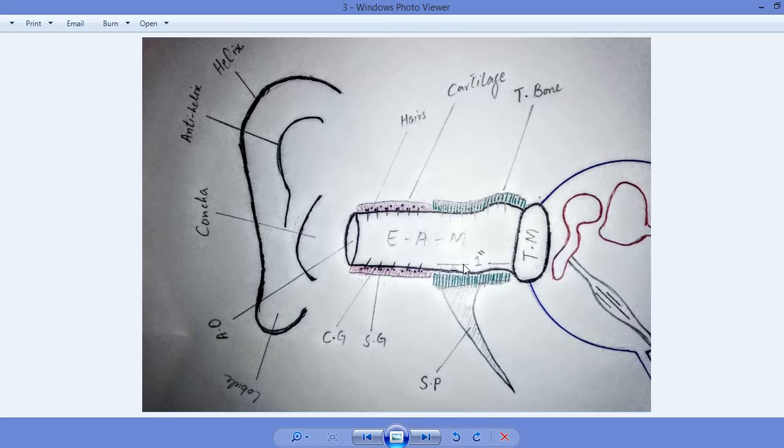By moving up and down, what happens? This wax is also going to move from this surface to this area. So sorry, the chewing process gives this styloid process upward and downward movement, and that movement helps the wax to move out of the external acoustic meatus. And this was about the external acoustic meatus.